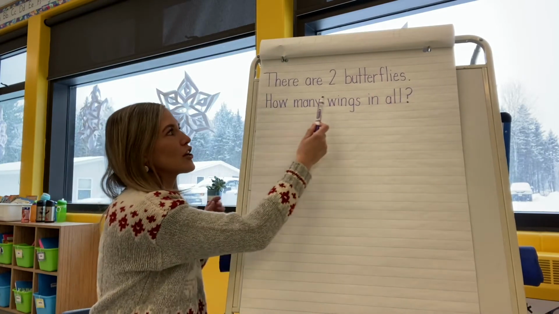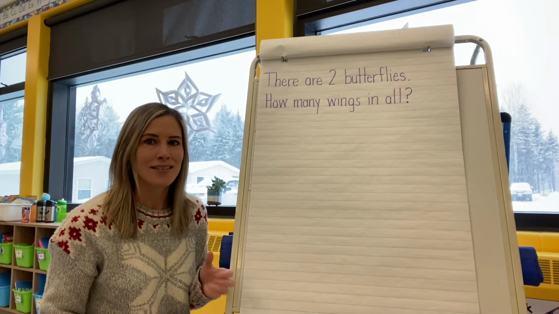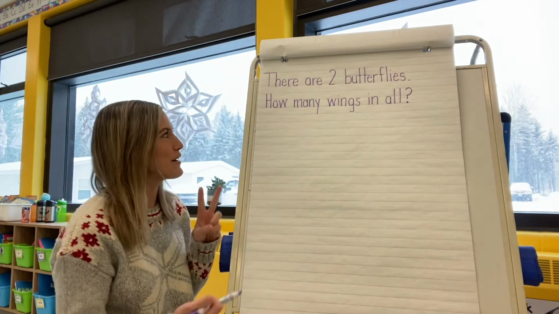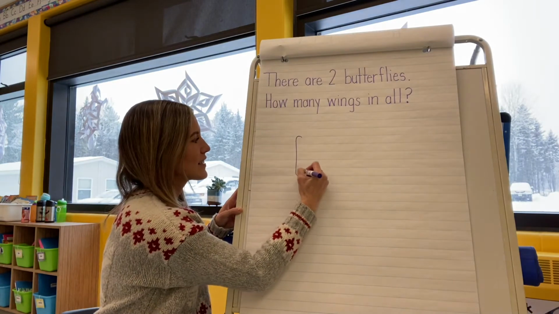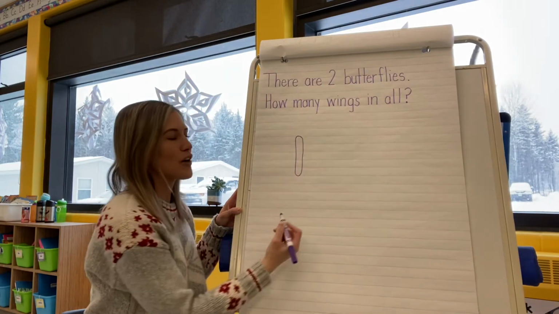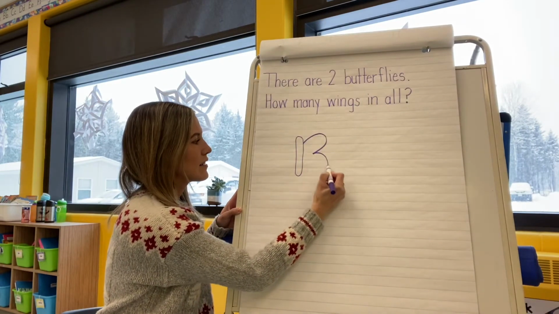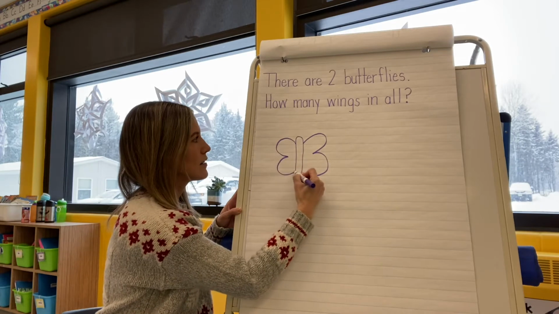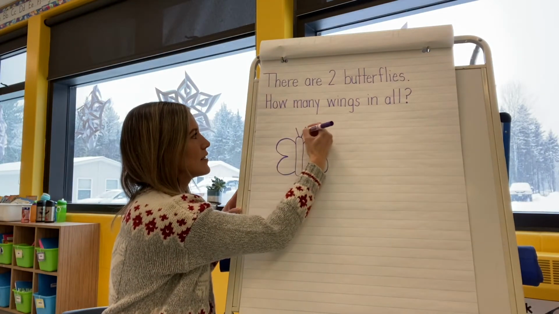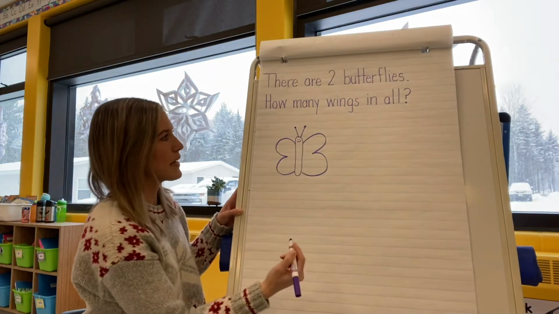So it says there are 2 butterflies. So I'm going to draw how many butterflies? That's right, 2 butterflies. So I'm going to take my time. We know that we try to use shapes when we're drawing. Okay, so here I have 1 butterfly. Give them a little smiley face.